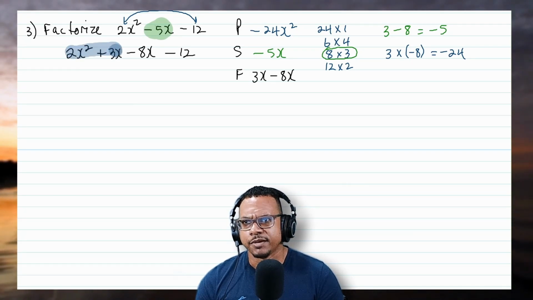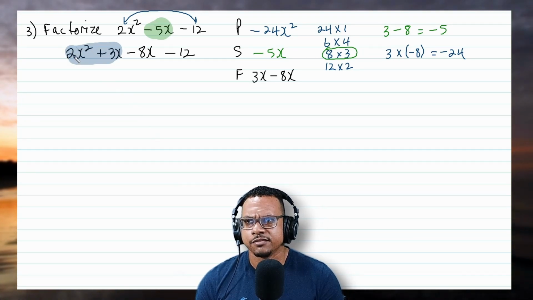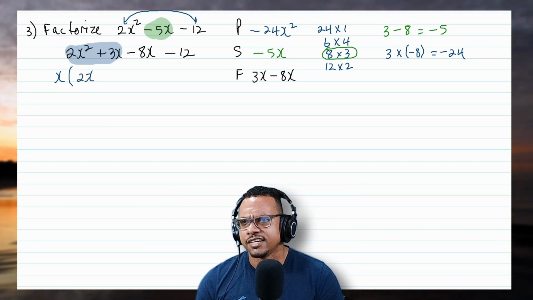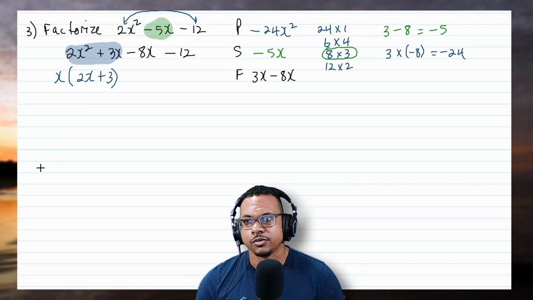So now we're going to factorize by grouping. So I look at the first two terms and say, okay, what's common there? Well, nothing with the numbers except 1, but I have x squared and x. So x is my HCF. So x, open brackets, divide 2x squared by x, and we get 2x. Divide positive 3x by x, you get positive 3, close brackets.